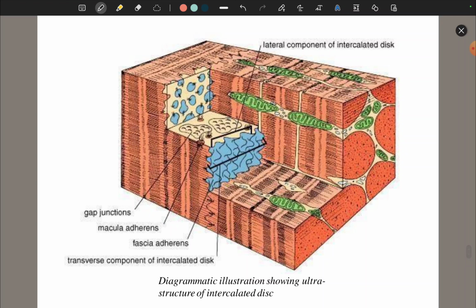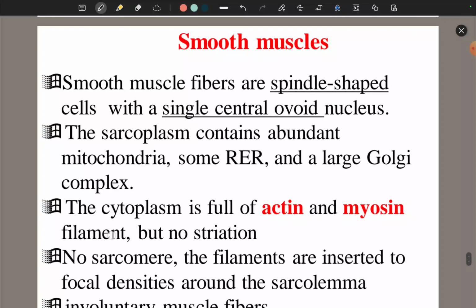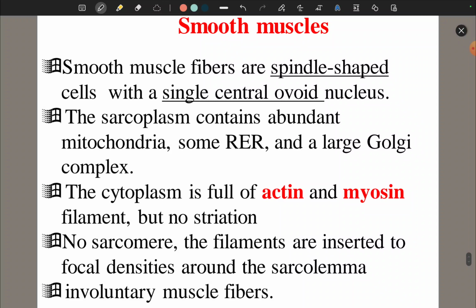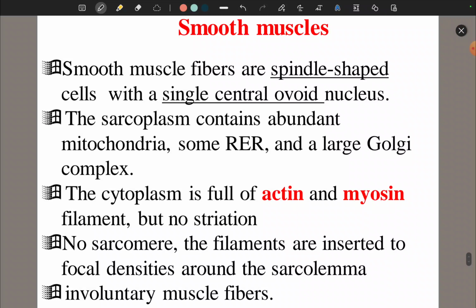So these are the three components of the intercalated disc. Lastly, we have smooth muscle, which is involuntary, non-striated, fusiform in shape with a single large round nucleus at the center. The sarcoplasm contains abundant mitochondria with some rough endoplasmic reticulum and a large Golgi complex.